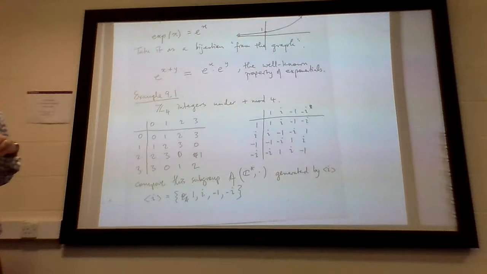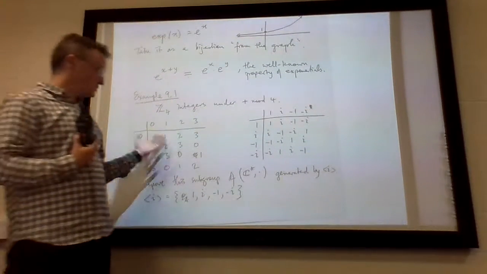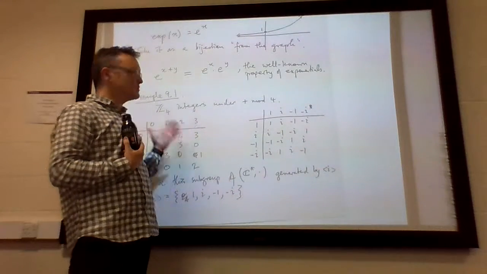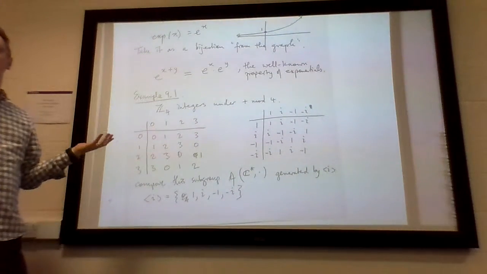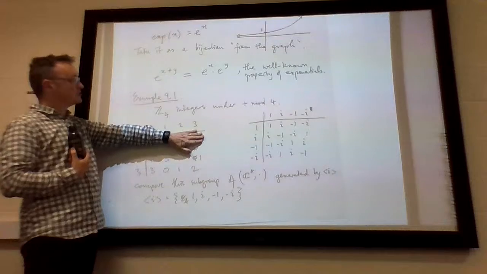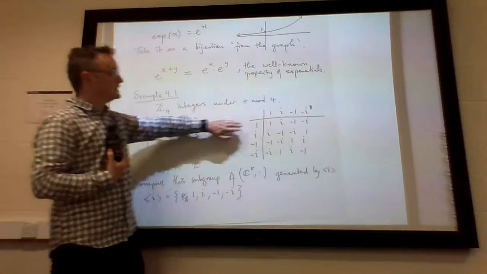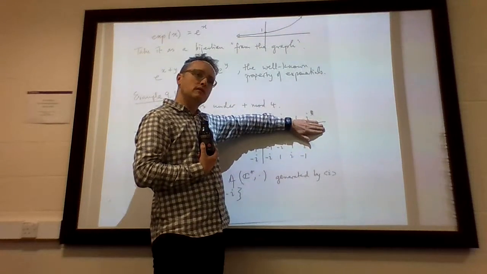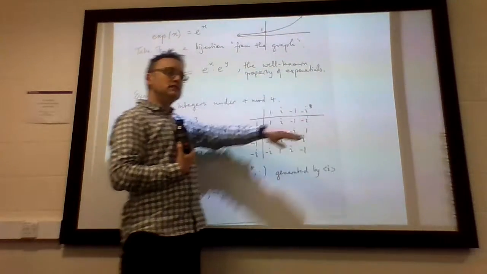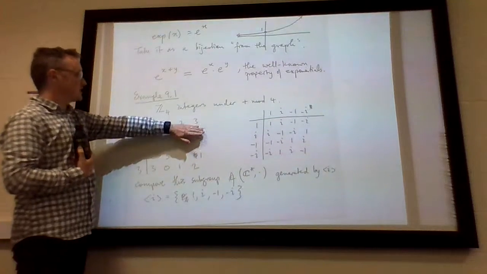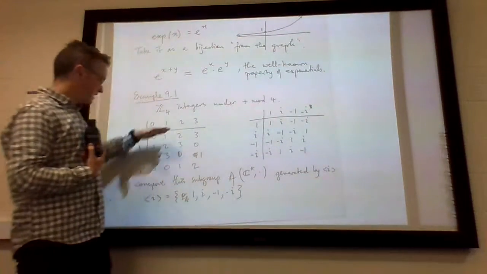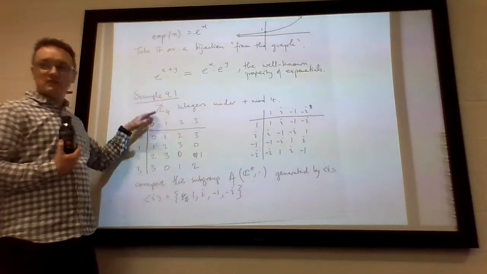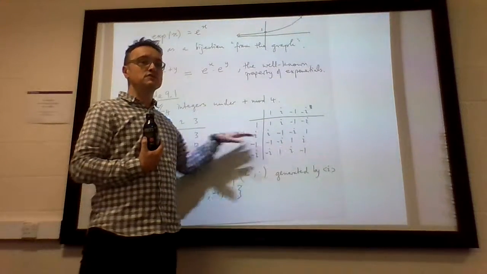Could you just relabel one as the other? Yeah. Really, the two tables are just relabelings of one another. If you relabel the elements 0, 1, 2, 3 with the elements 1, i, minus 1, minus i, and make that association, then you relabel the body of the table under that association as well, and the two tables just become the same.